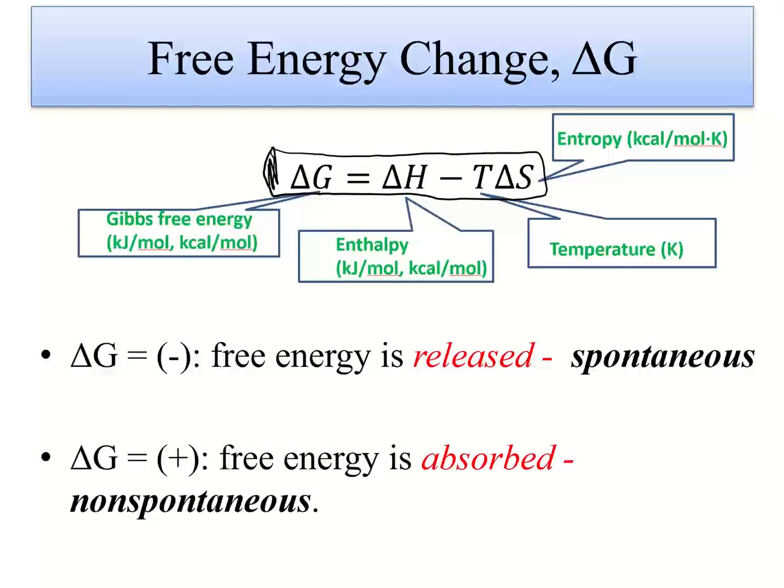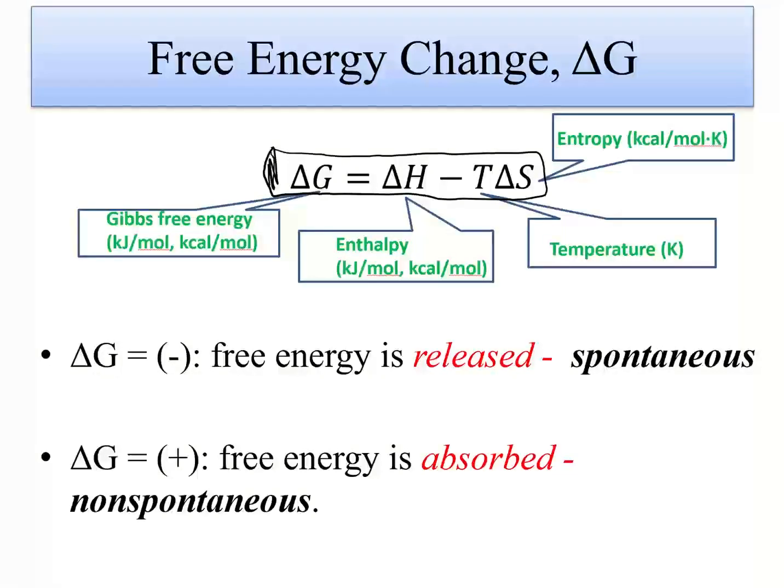If the free energy is released, we say that the reaction or process is spontaneous, and the sign of the delta G is negative. If the free energy is absorbed, the process or reaction is non-spontaneous, and the sign of the delta G is going to be positive. The free energy change, or delta G, is sometimes called Gibbs free energy. The units of free energy are usually kilojoules per mole, or kilocalories per mole.